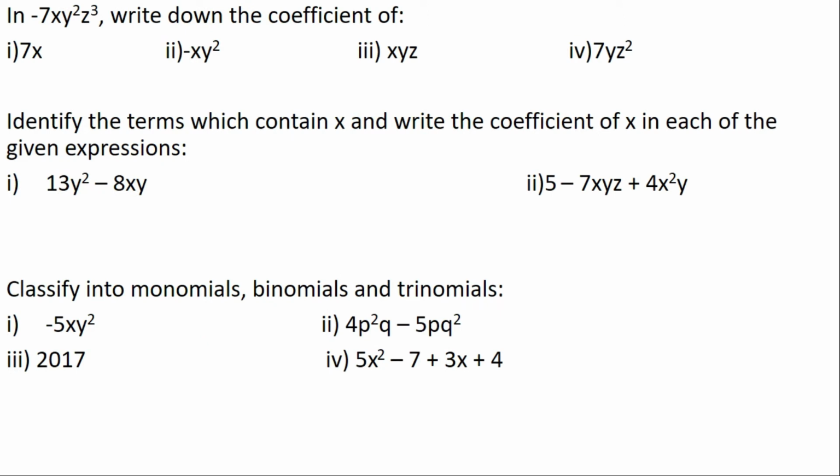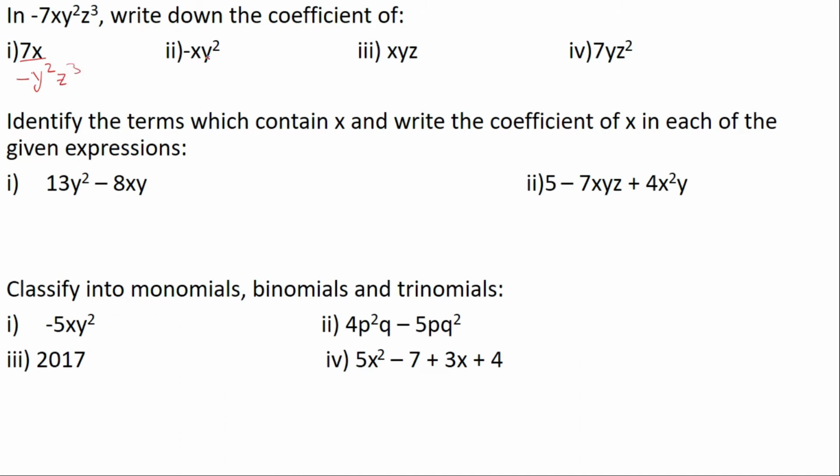Next question, in the expression minus 7xy square cube y square z cube, we have to write down the coefficient of first 7x. So the coefficient for 7x in this expression, that means leaving 7x, whatever we have left we have to write everything. That means minus, except 7x we have to write, that means minus y square and z cube.